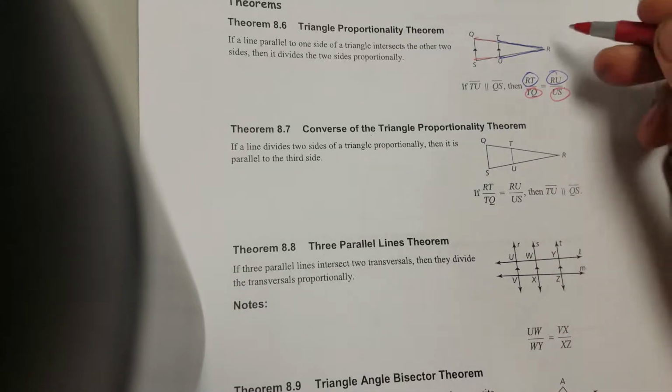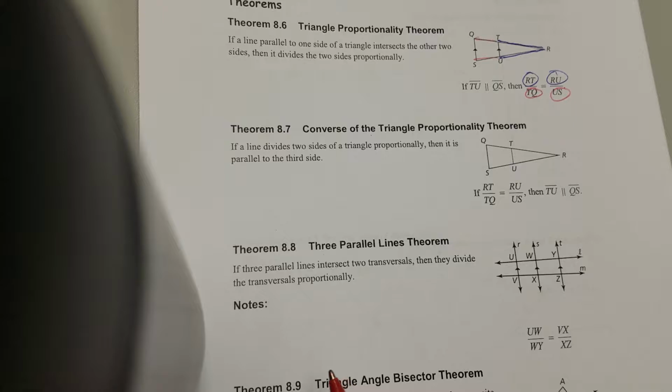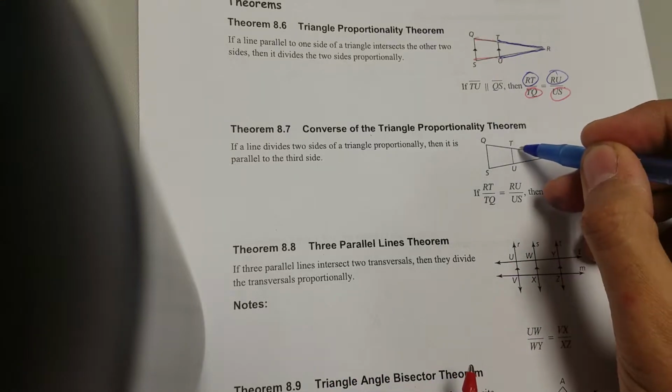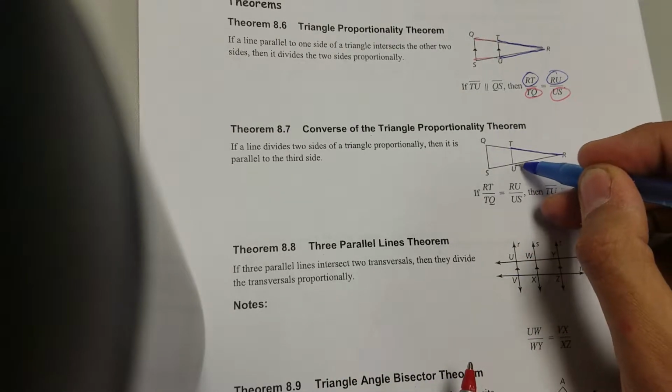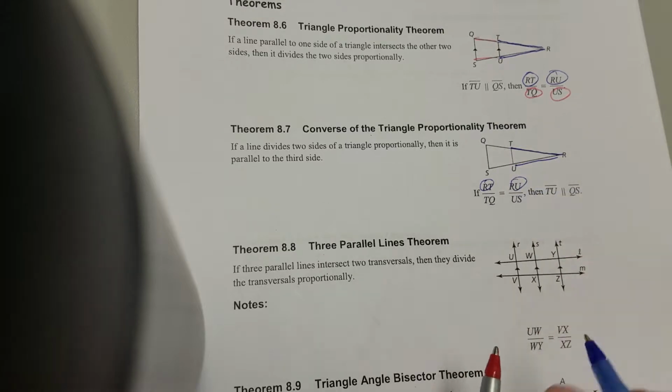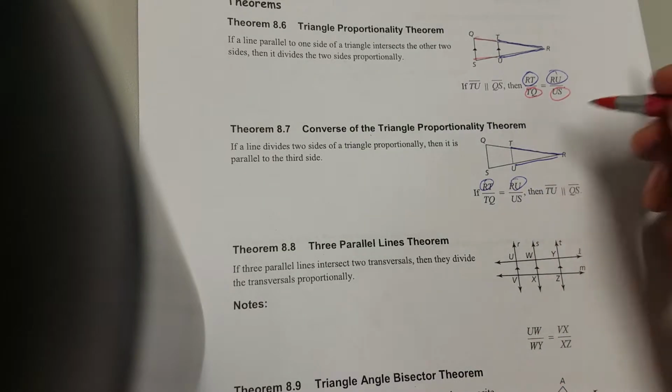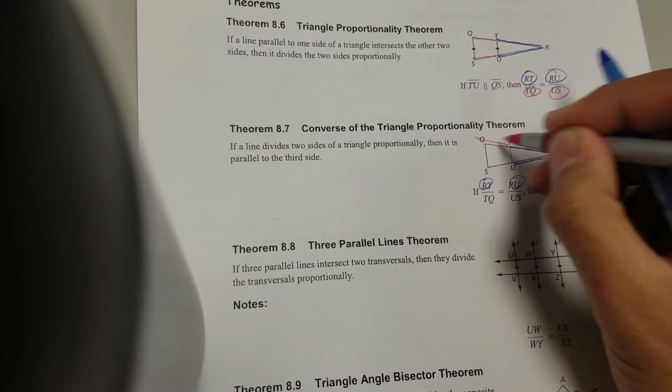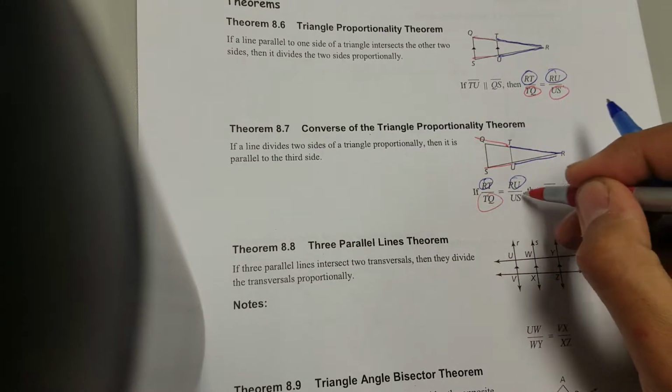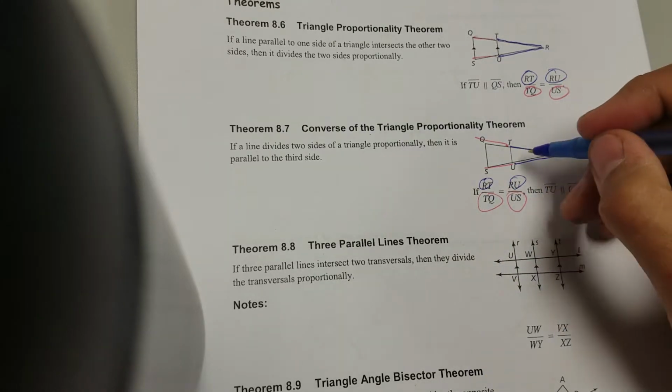So you kind of follow this pattern when that happens. This one, RT and RU, they're on top. Then you have, oh, this is the same thing basically. Yeah, this is the same. So if this is the case, then these lines are parallel.